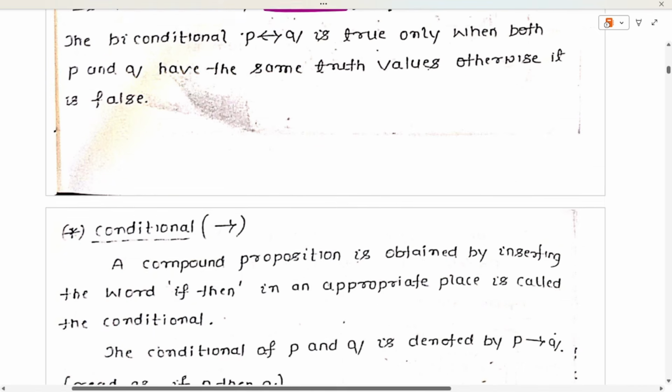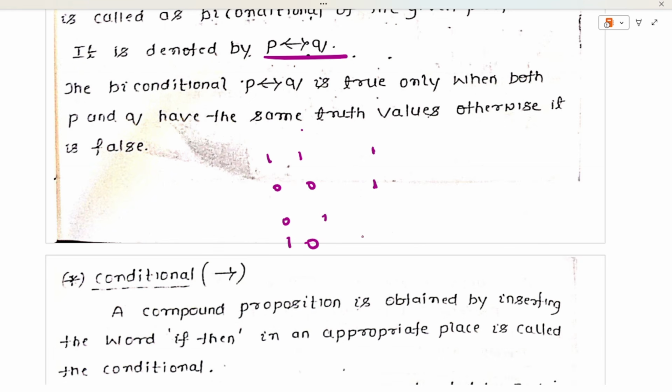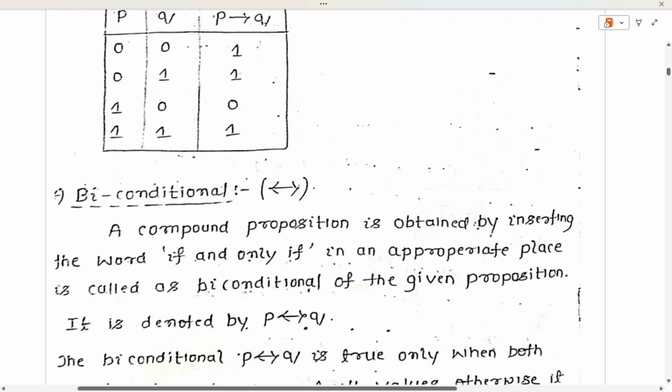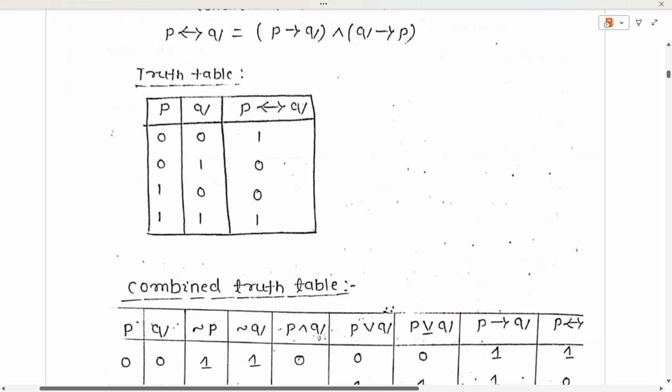Here, if you see the truth table, that means if the same truth values are there, 1 1 or 0 0, it is true when both p and q have the same truth value. It is true when they both have 1 1, and for the rest, 1 0 and 0 1, it is 0. Again you can see conditional, biconditional, sorry it is repeated. Now you can see here for 0 0 it is 1, 1 1 it is 1, for the rest all it is 0.